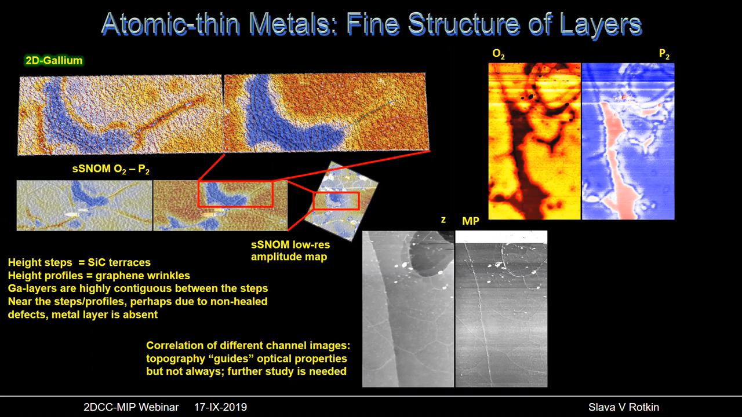So all the bright lines that you see here correspond either to the terrace edge of the silicon carbide, that's the straight line, or to the wrinkles of the graphene on the surface of the silicon carbide. If you look at the left gray image, it shows the Z profile. So obviously we move from the higher terrace to the lower terrace.